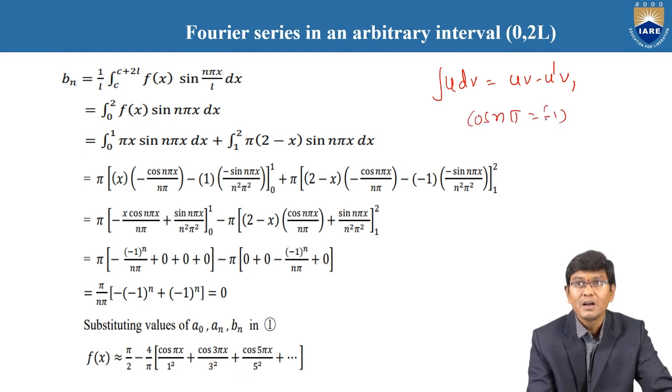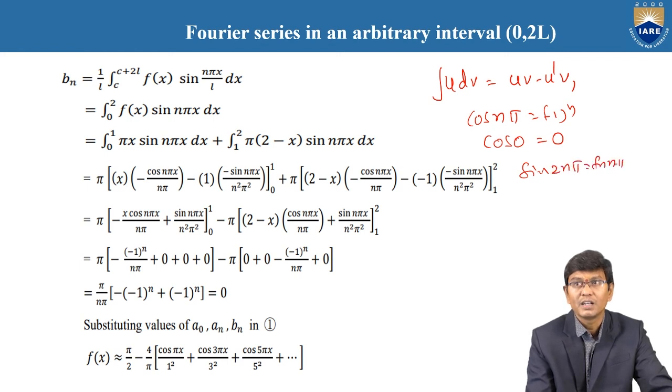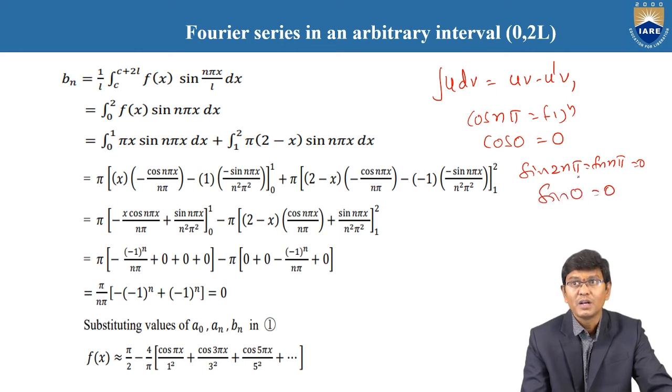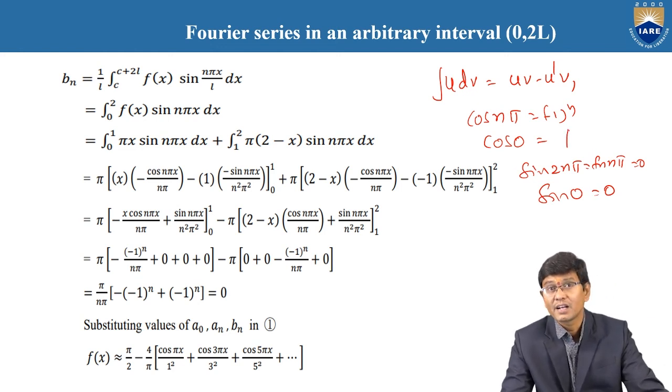is equal to the value of 0, cos n pi is equal to minus 1 whole power n, and cos 0 is nothing but 1. Similarly, as we know, sin 2n pi is equal to sin n pi, which is 0, and sin 0 is also 0. And here cos 0 is nothing but 1 only. It is not 0. Therefore, by using cos n pi is equal to minus 1 whole power n, cos 0 is equal to 1, and sin 2n pi is equal to sin n pi is equal to 0, and finally sin 0 is also 0.